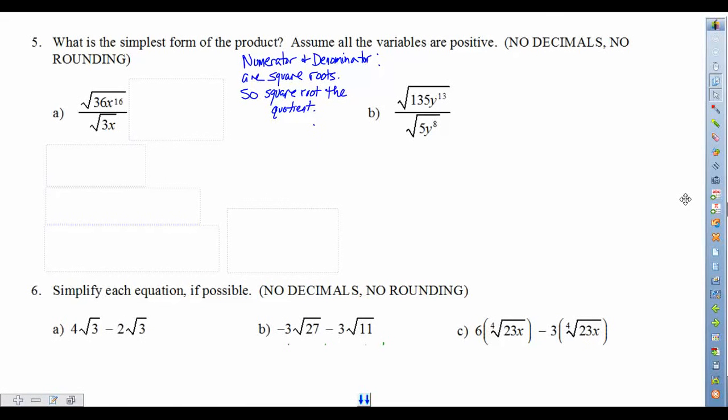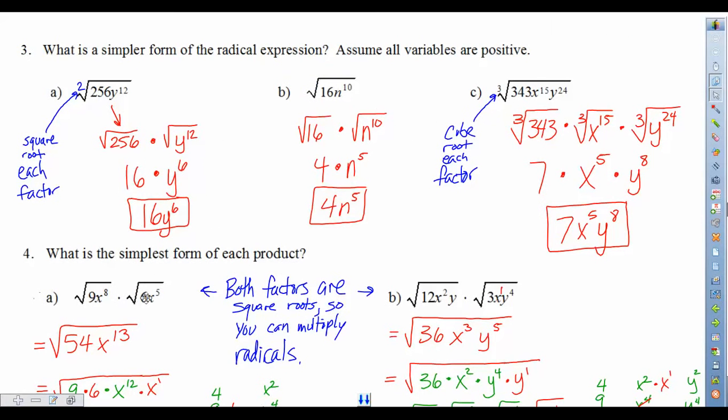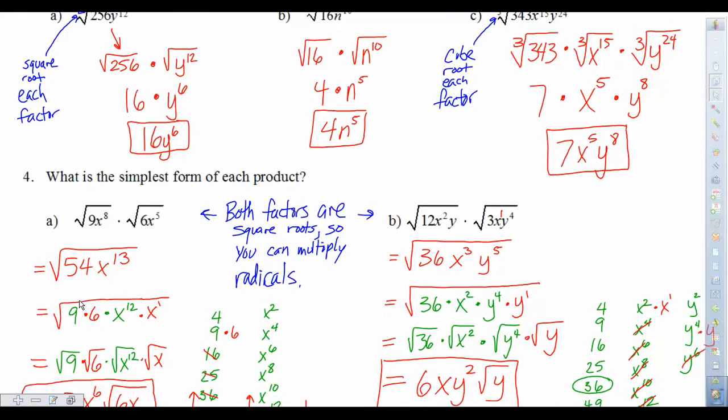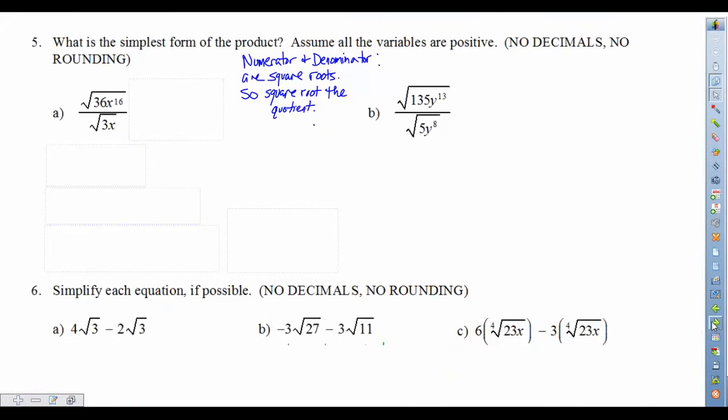All right, question number 5. You should handle these problems very similar to the way you just handled the previous problem, number 4. In number 4, when you have radicals that are being multiplied together, you can combine them underneath one radical and just simplify from there. We're going to do the exact same thing here.